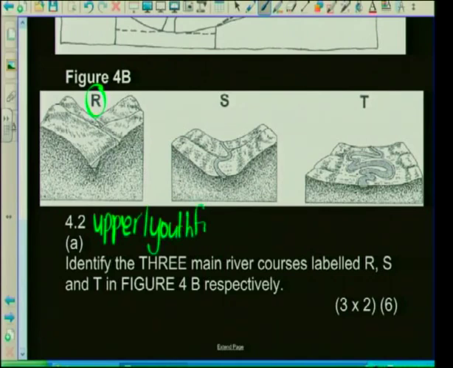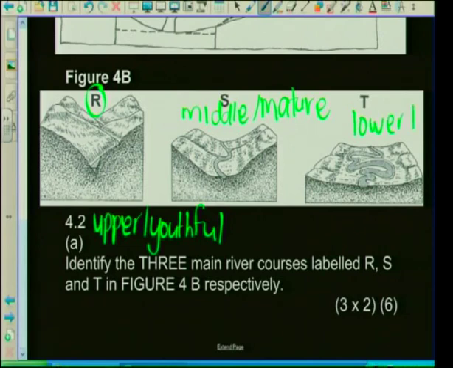For letter S, S is often referred to as the middle course, or what sometimes can also be referred to as the mature stage of our river. And lastly, the last diagram is the lower course, or often referred to as the old age stage. So those are just some names that they are given. It's up to you as to which of those you prefer to use. You're either going to use upper, middle, or lower, or youthful stage, mature stage, or old age stage.